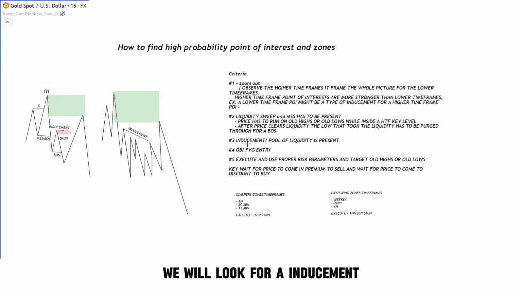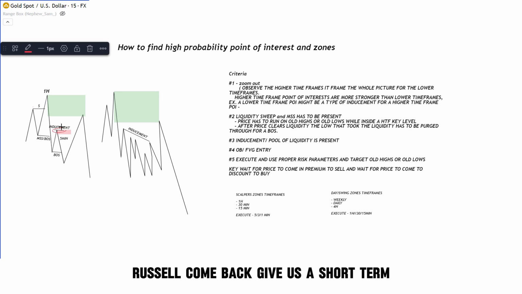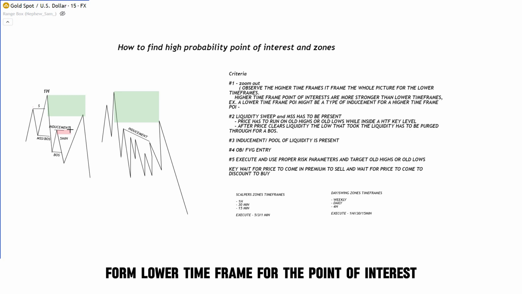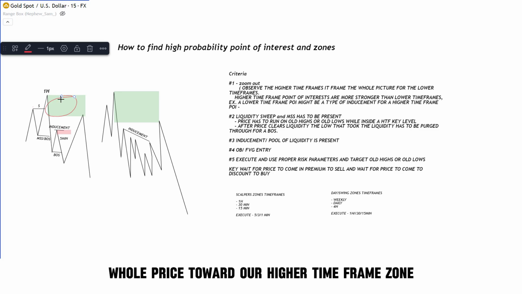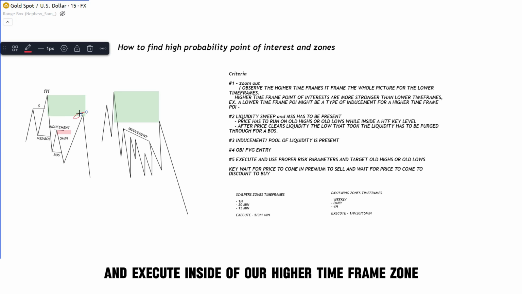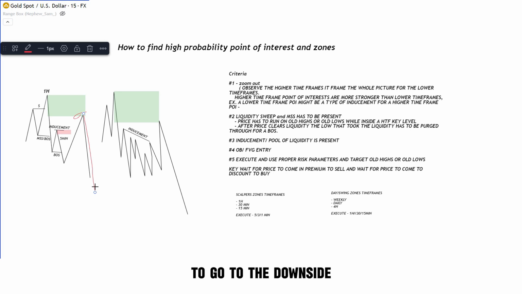And then for number three, we will look for an inducement or a pool of liquidity to be present. So after our market structure shift, price will come back, give us a short-term high, and on the lower time frames form a lower time frame point of interest that's gonna pull price toward our higher time frame zone. And then we're gonna scale down on the lower time frame and execute inside of our higher time frame zone to go to the downside.